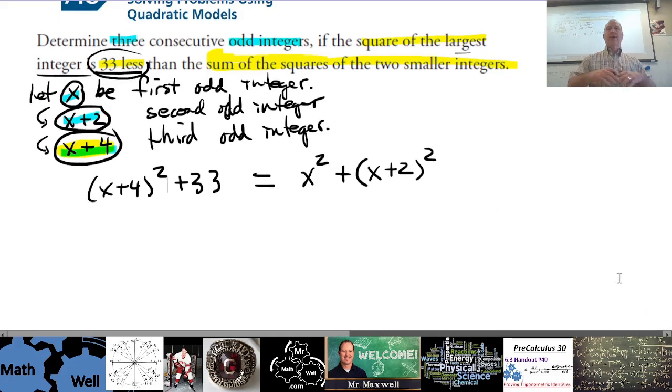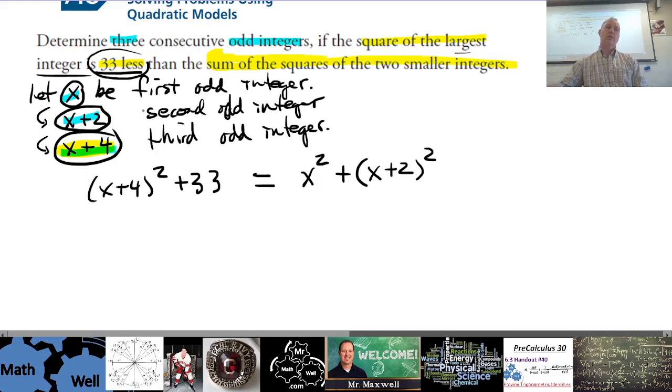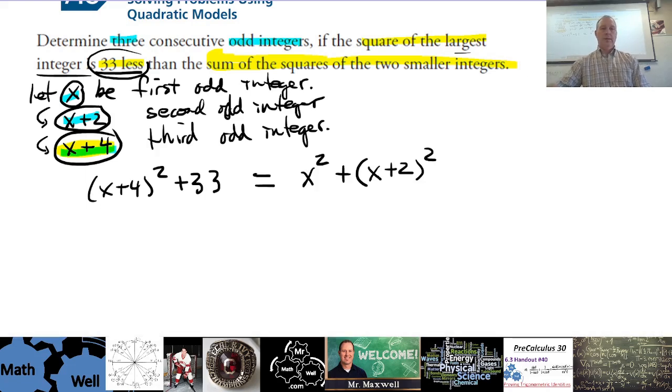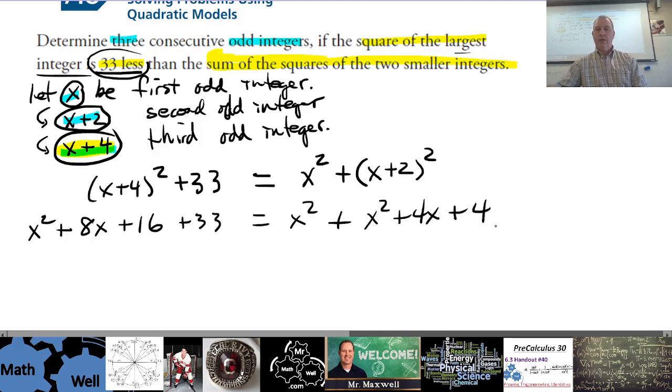Okay, this is looking good. Now we have to expand, multiply out, gather all the like terms, and get everything over to one side, just like we've been doing with all the other ones this past week. So I'm going to expand this out: x squared plus 8x plus 16. If you don't believe me, write it out and multiply it using the FOIL method. Plus 33 equals x squared plus 4x plus 4. That's this one expanded out.